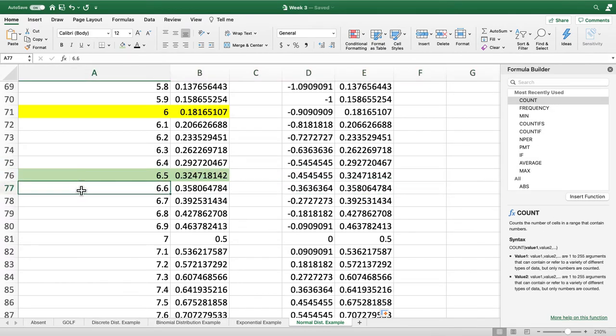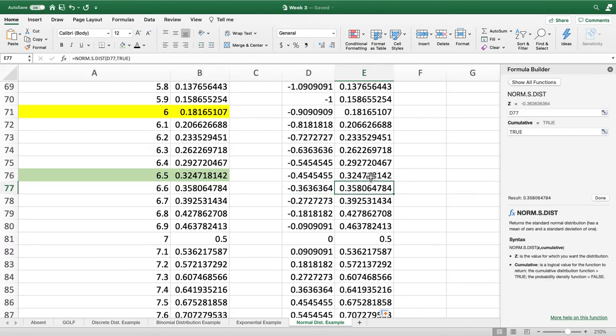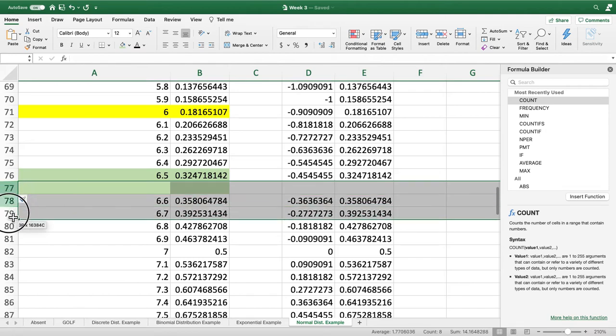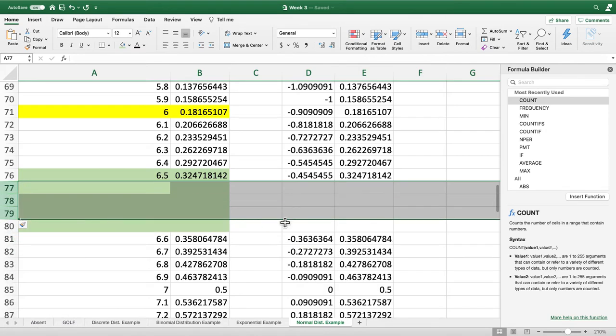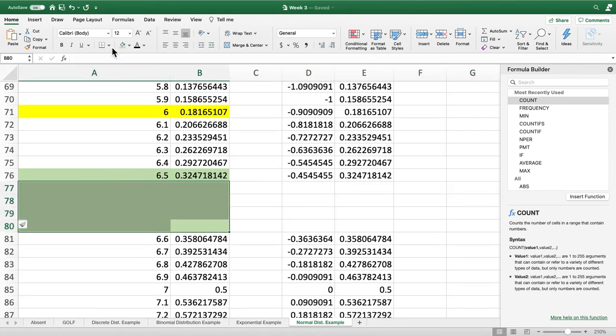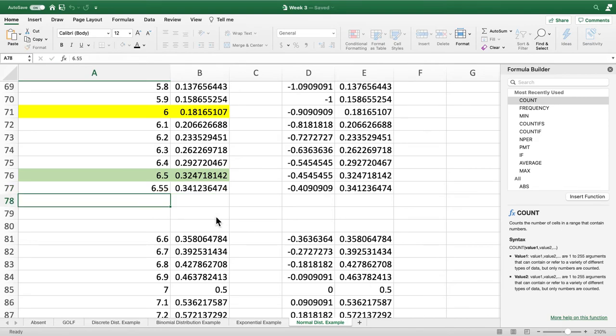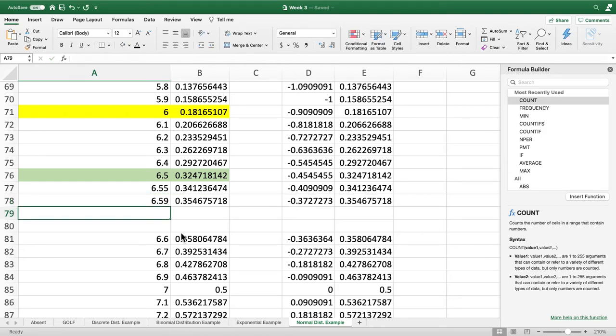So what we could do is say, okay, we know it's going to happen somewhere in here, so let's go one more decimal place. So let's insert a few rows, do a couple more. All right, so let's try 6.55. And all these other rows automatically fill in. So 6.55 is still too low. How about we try 6.59? That's still too high. So it's somewhere between there.